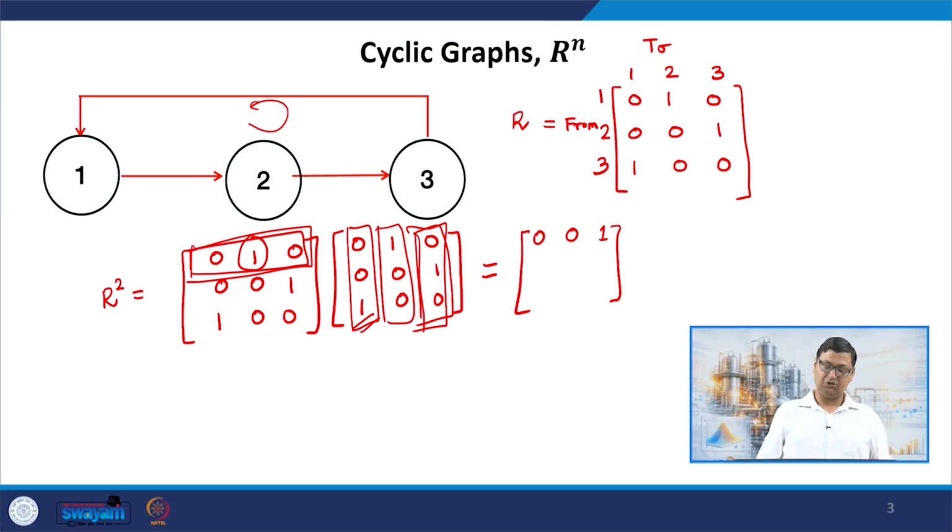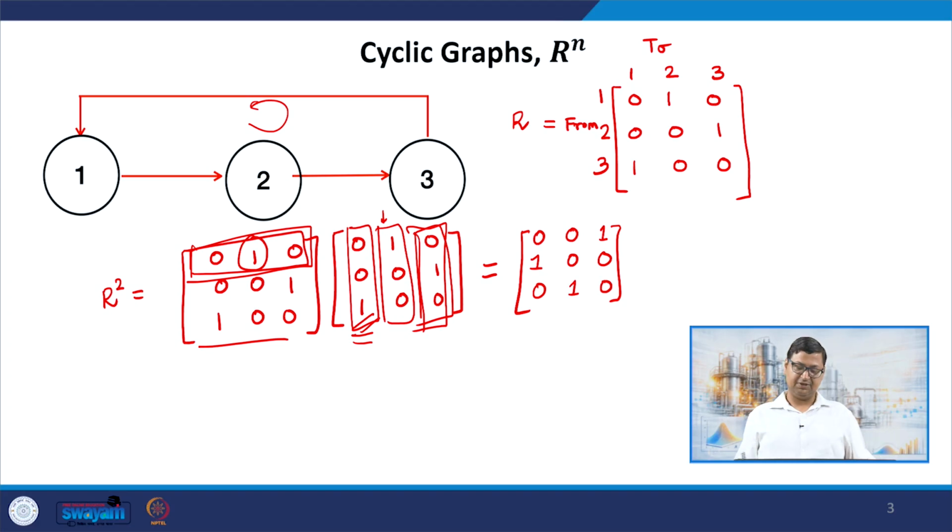And the same idea I apply now for the second row. For the second row, the third element is 1. Along the columns, the third element is 1 for the first column. So I am going to put 1, 0, 0. And then for the third row, the first element is 1 and the first element is 1 for the second column. So I am going to have that, right? And we can see what they represent.